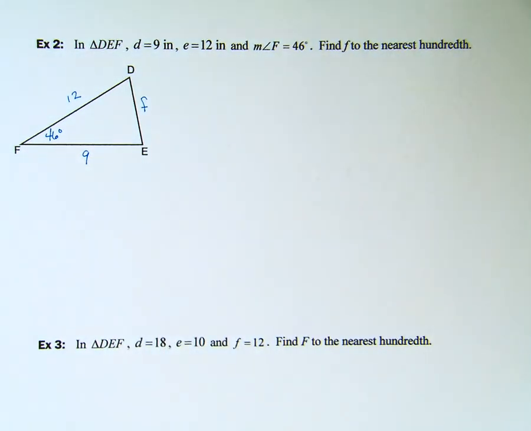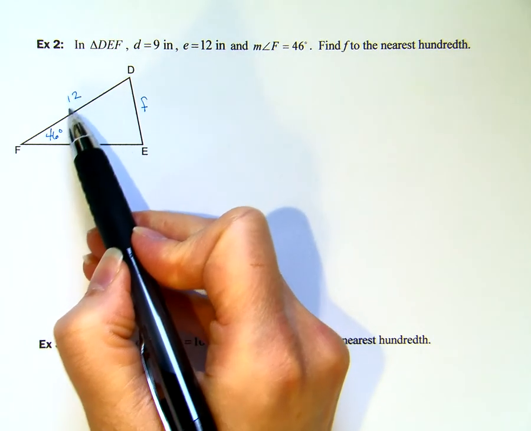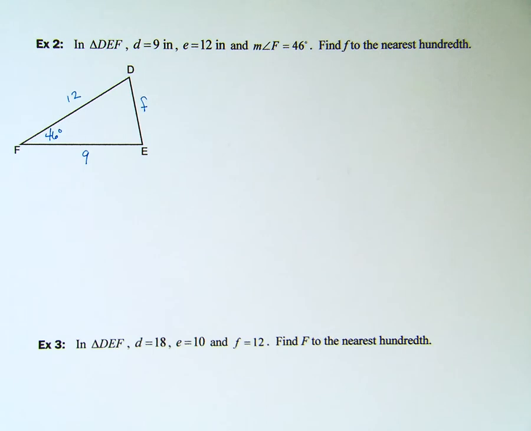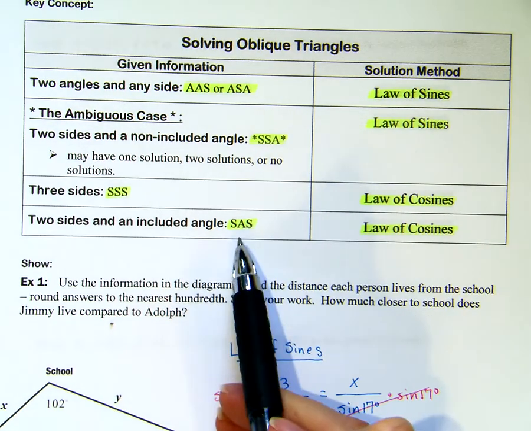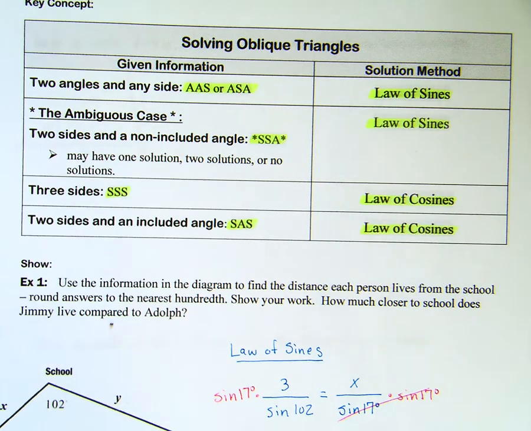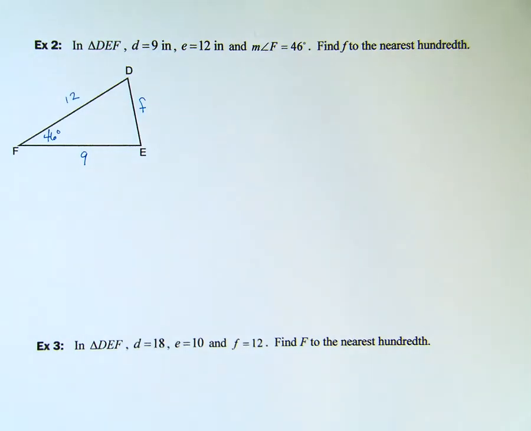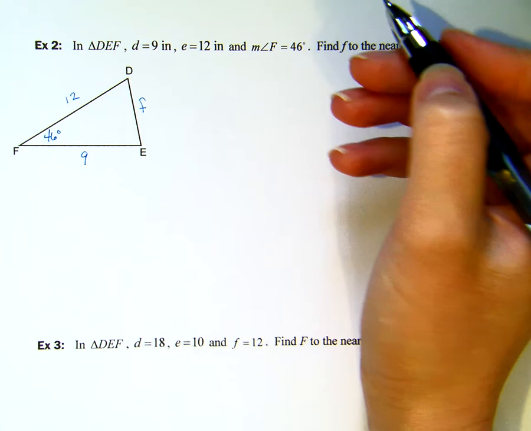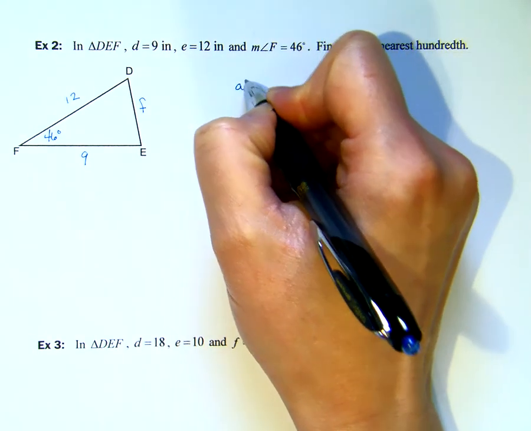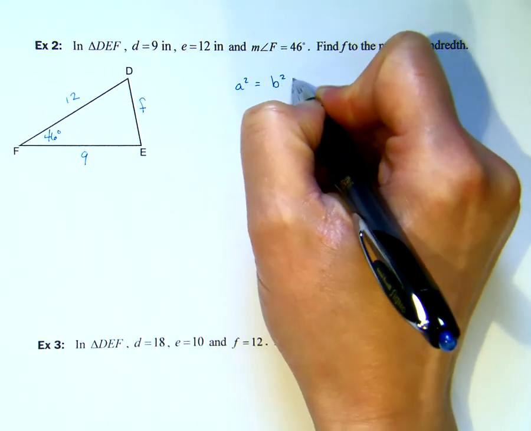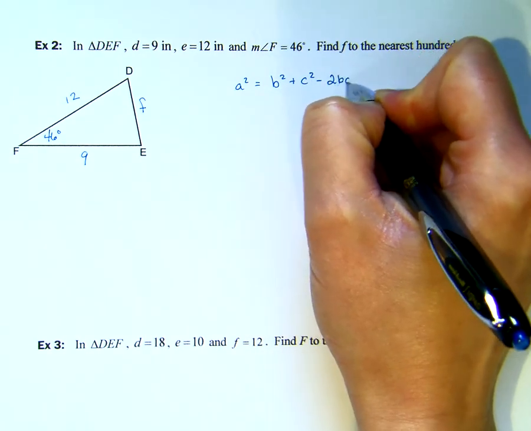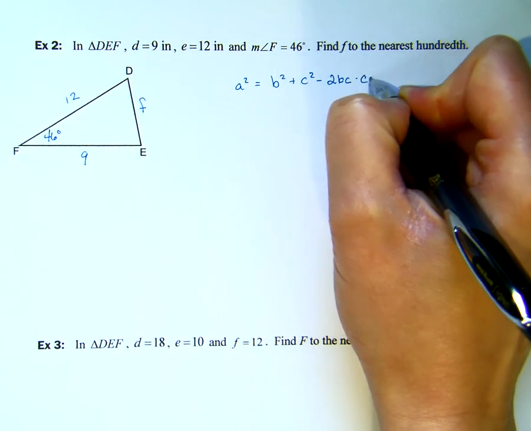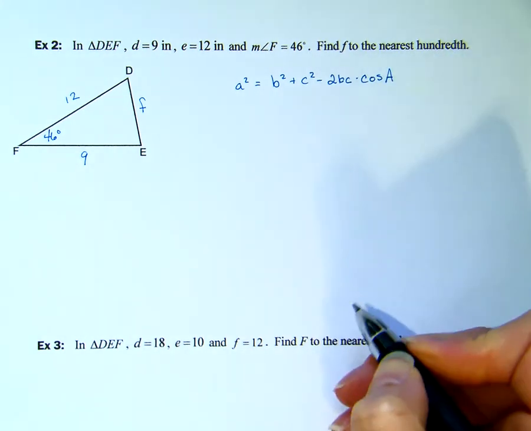Now first I need to know, is this a law of sines or a law of cosines problem? I am given a side, an angle, and a side. Looking back at my chart, an SAS triangle is a law of cosines problem. So we'll utilize the law of cosines. A squared equals b squared plus c squared minus 2bc times the cosine of angle A.